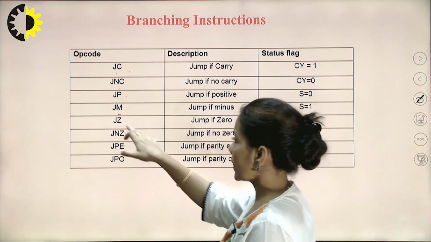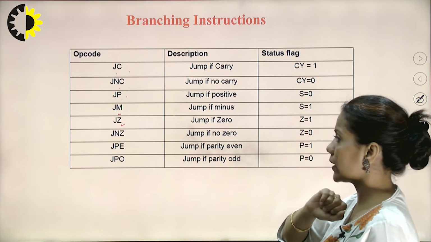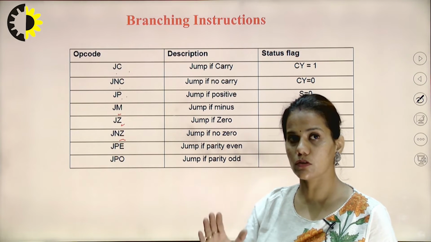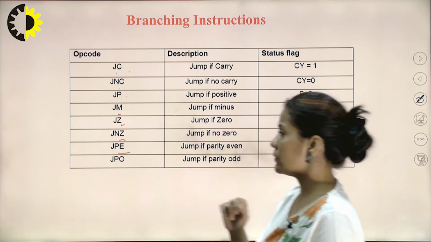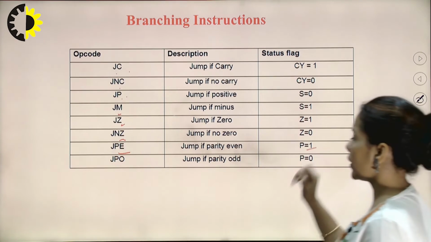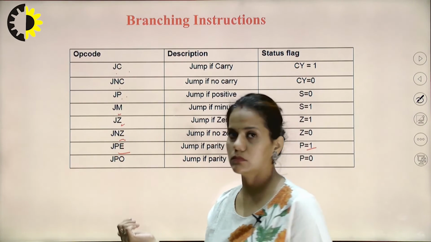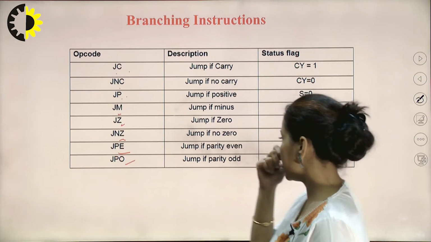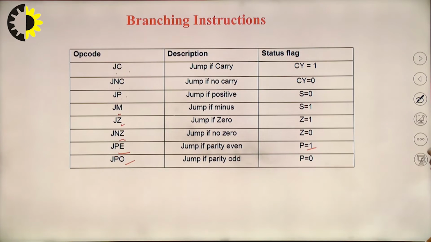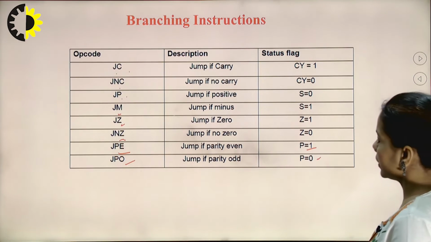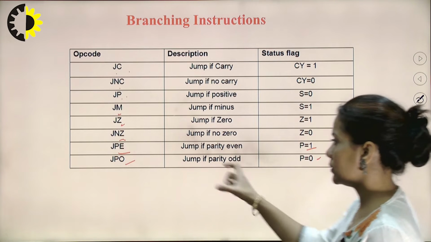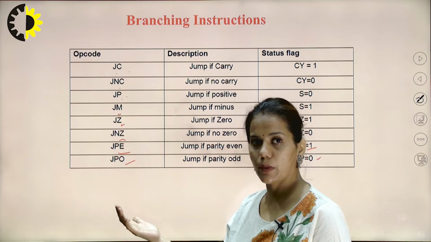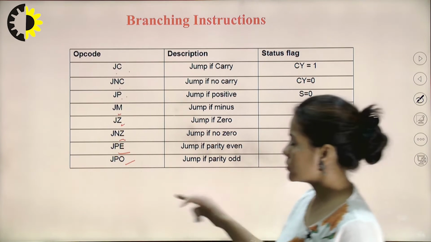bit is 1, jump if zero, that is jump if the zero flag is set, jump if not zero, that is jump if the zero flag is not set, jump if parity is even, JPE. So if the parity flag is 1, then it will transfer the control flow to the memory location specified, and if JPO, that is jump if parity is odd, that is if the parity bit is 0, then the program flow will be jumped, or we can say it will be transferred to the memory location mentioned in the instruction.